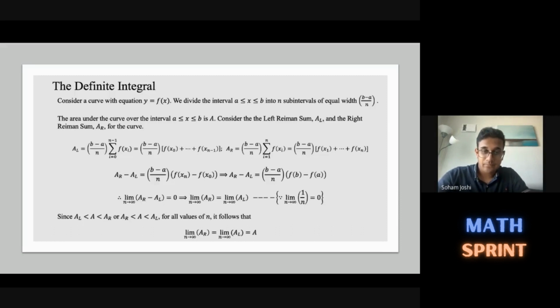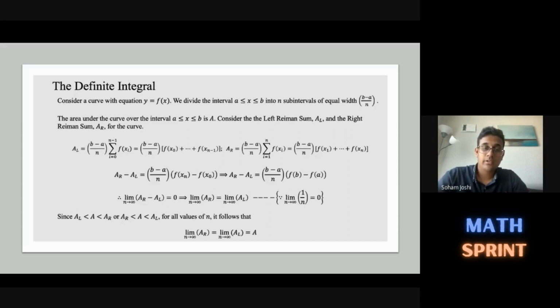Now here's the thing. We know that the domain is [a, b]. So x_0, which is the smallest value in the domain, is just a. x_n, which is the largest value in the domain, is just b. So the right Riemann sum minus the left Riemann sum, that is A_R minus A_L, is equal to (b minus a) divided by n multiplied by (f of b minus f of a). Now consider limits.